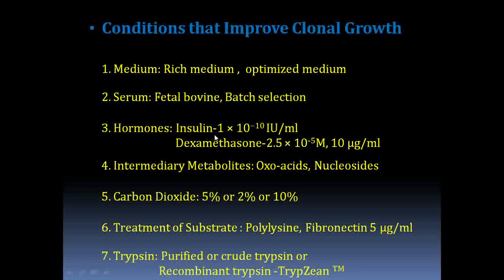Insulin needs to be added at a concentration of 1 into 10 raised to minus 10 international unit per ml. This concentration matters a lot. We need to have a check on it. It should not be greater or lesser than that to have a perfect enhancement of your plating efficiency. So concentration should be observed properly. And the other hormone that I can add is dexamethasone, which has a concentration of 2.5 into 10 raised to minus 5 molar, or else I can add 10 mg per ml, right?